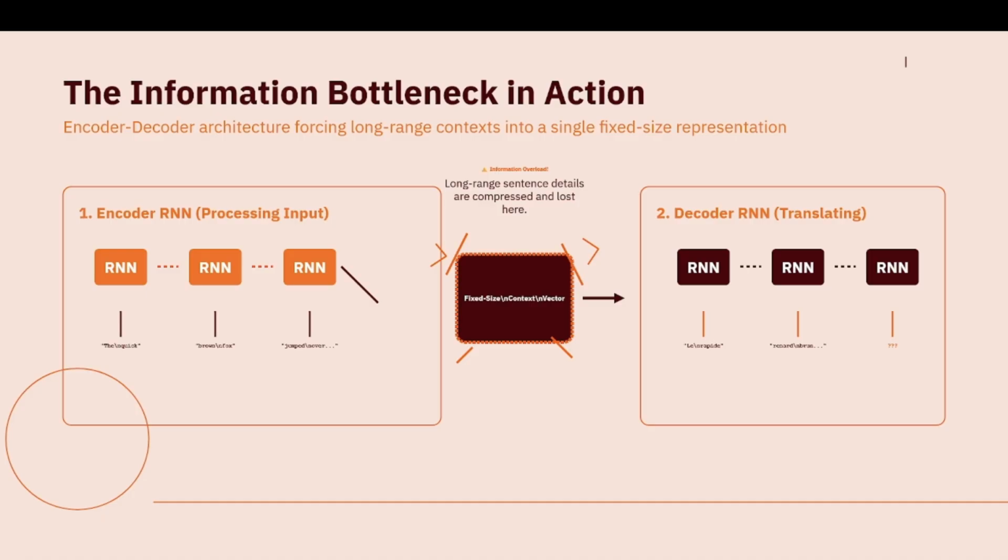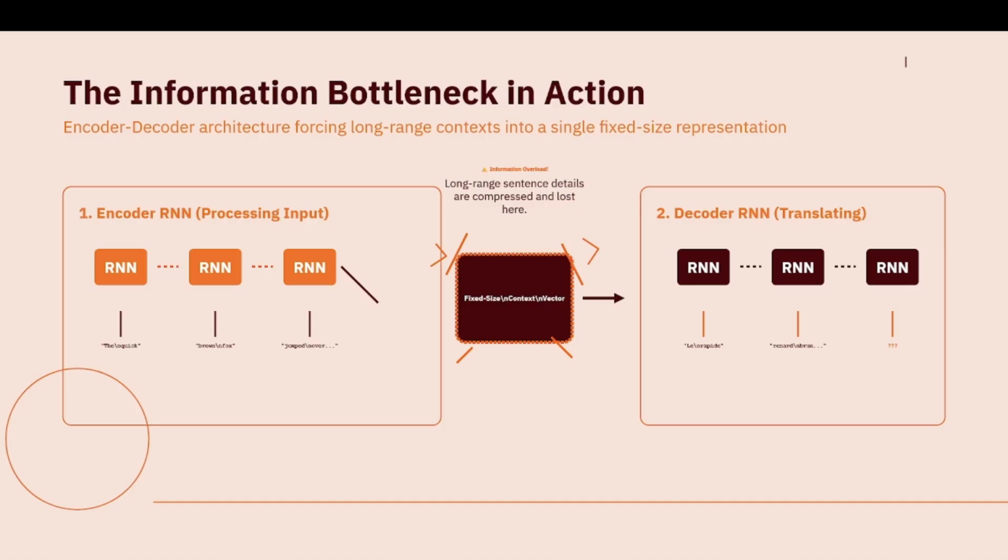To understand why early translation and captioning models struggled, let's look at how they were wired. You'd have an encoder network read the input sentence one word at a time. At the very end of the sentence, the encoder would take everything you just read and compress it into a single fixed-size array of numbers called the context vector. Then it would hand that one little vector to a decoder network to generate the translation.